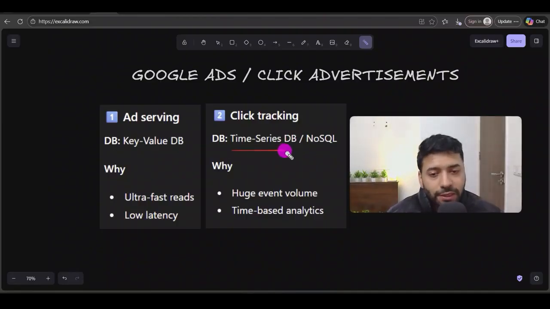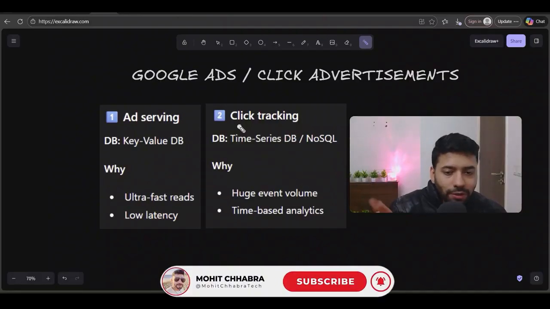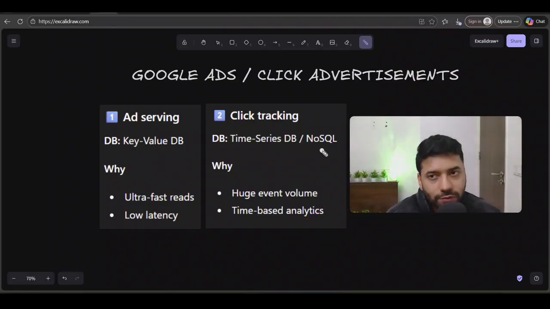So a time series database is the better choice here because we are specifically talking about this feature. The other option is using a wide column database, which is a type of NoSQL, and alongside it you have to use Spark. Okay. Now, why did I say these? Because first, for click tracking, there is a huge amount of data because a lot of clicks happen, correct? And this is time-based analytics, so it is also, you can say, time-critical kind of data as well. So these are the best choice for that.